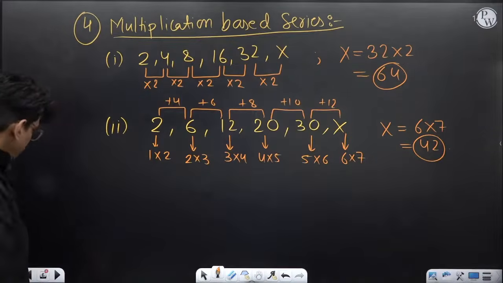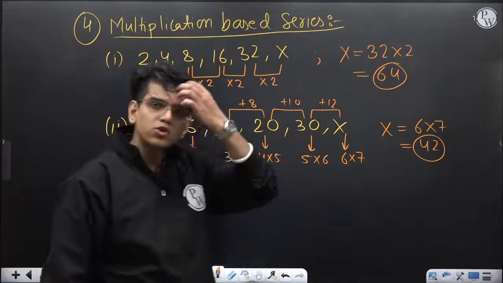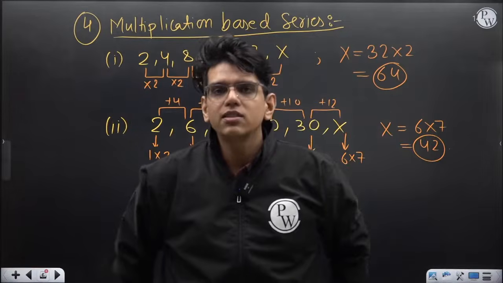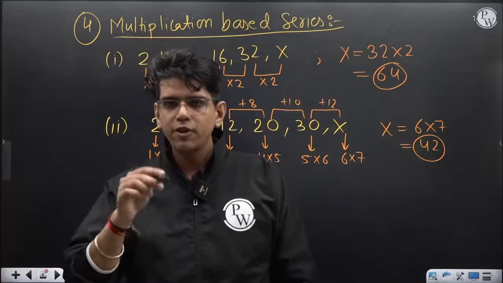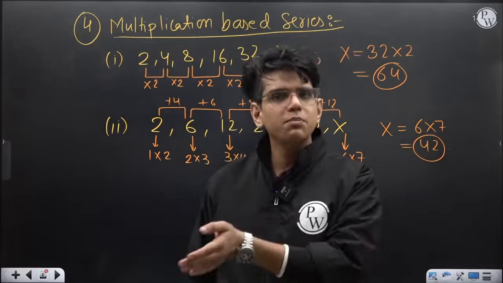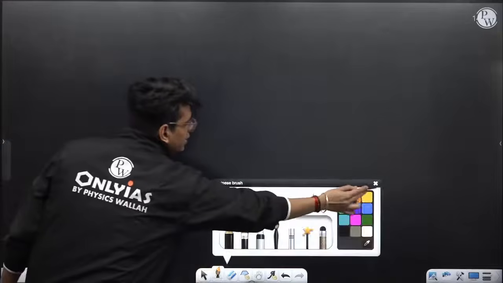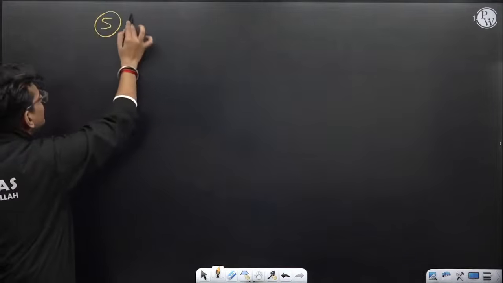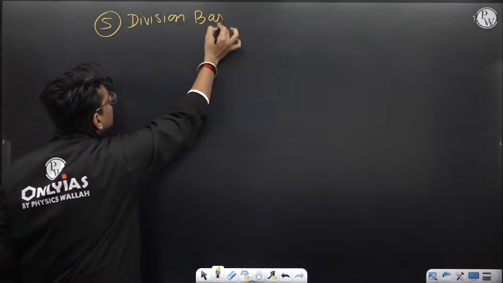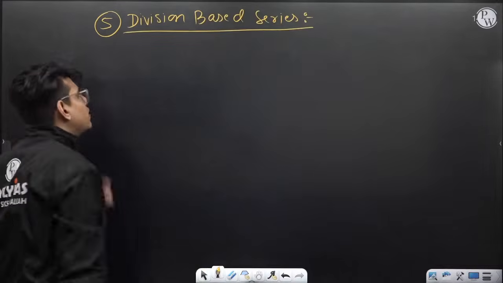Okay. The next series we will discuss is division series. We can make series based on division also. Suppose you are multiplying every term of a series by 0.5. That can be called a multiplication series if you see it as a multiplication of 0.5. Or a similar series can be considered as a division series, where every term you are dividing by 2. So let's see division based numeric series.